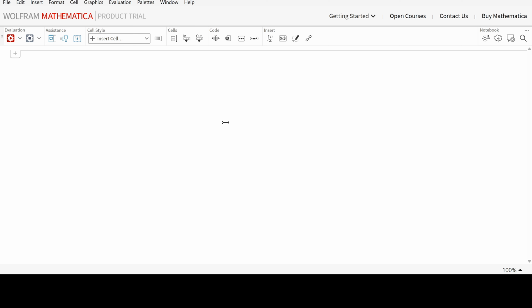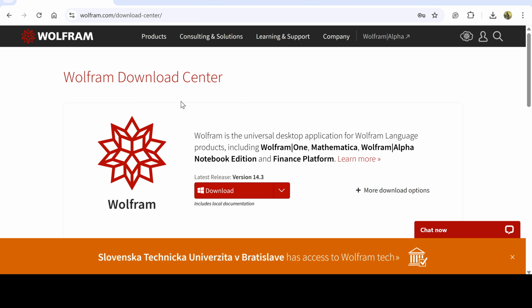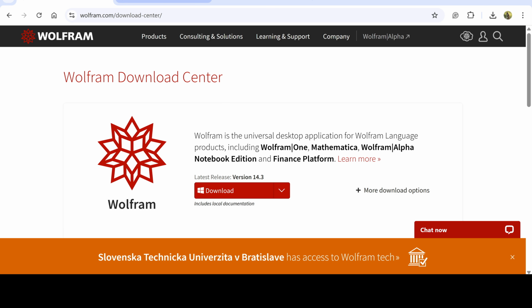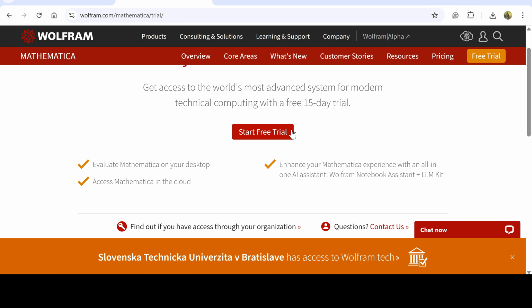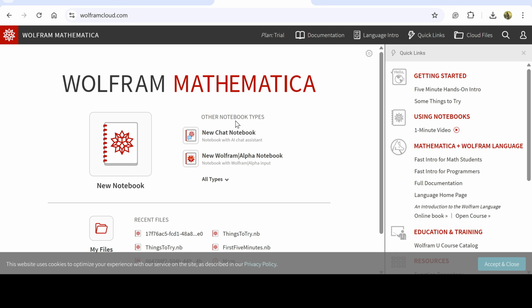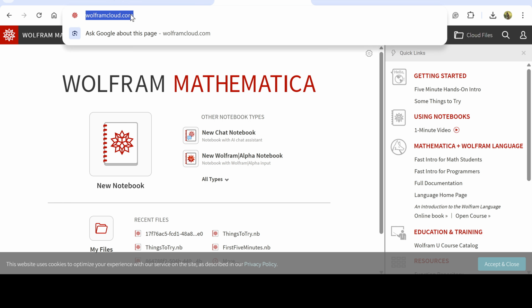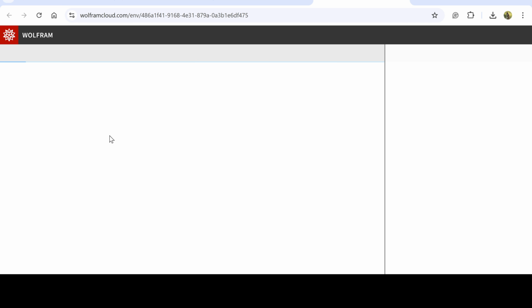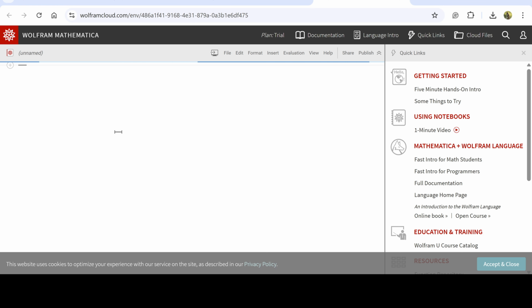If you don't have Mathematica installed, you can download it from the official site at this website. You can also use a free 15-day trial here. Or you can try the cloud-based version through this Wolfram Cloud website, which works directly in your browser without installation. Just remember, you'll need to create a free Wolfram ID account to sign in and use the trial or cloud version.